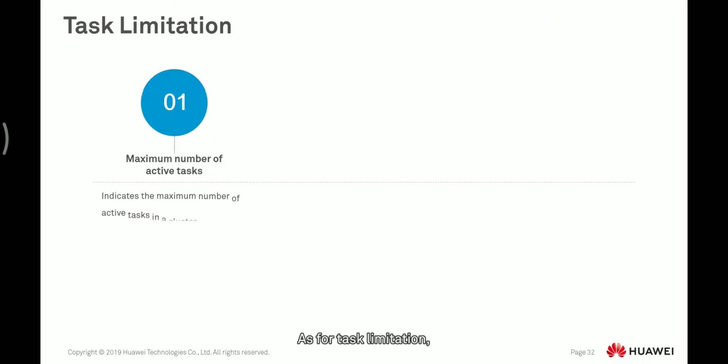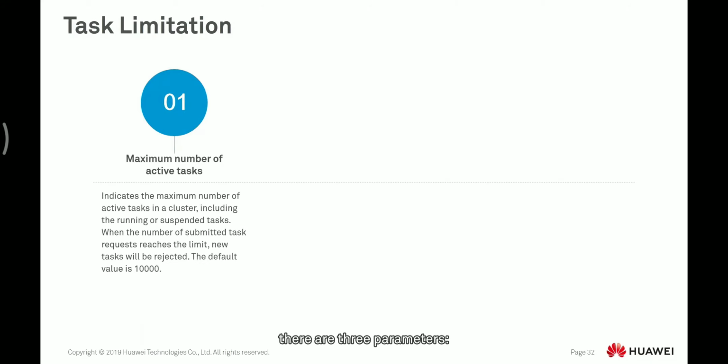As for task limitation, there are three parameters. Maximum number of active tasks. The default value is 10,000. When the number of submitted task requests reaches 10,000, new tasks will be rejected.